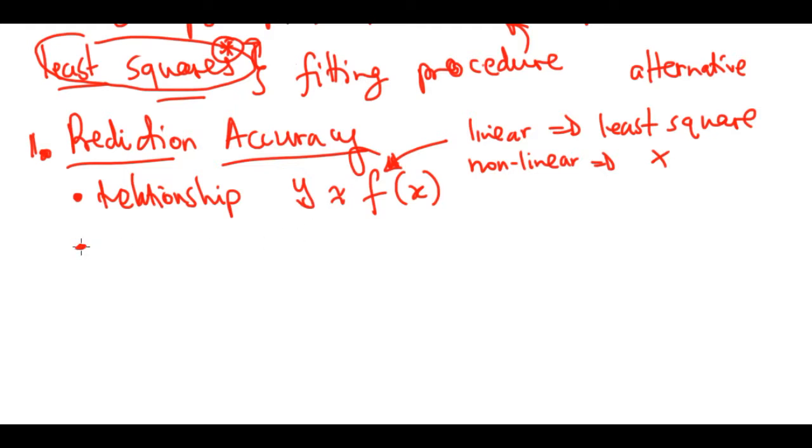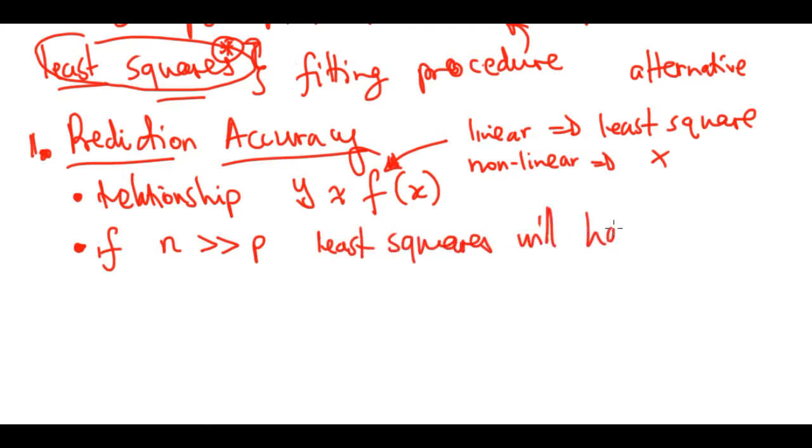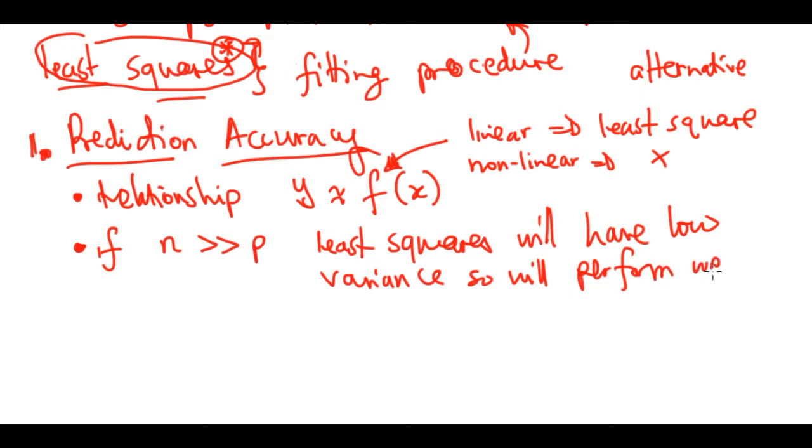Also, consider the case where the number of observations is much greater than the number of predictors. Let's say we are looking at the credit data. We have the person's credit balance, age, and income. Those are three predictors, and we have a million people, which means our n is 1,000,000 and our p is 3. So n is much greater than p. In that situation, least squares will have low variance, so it will perform well on test observations, or unseen data.